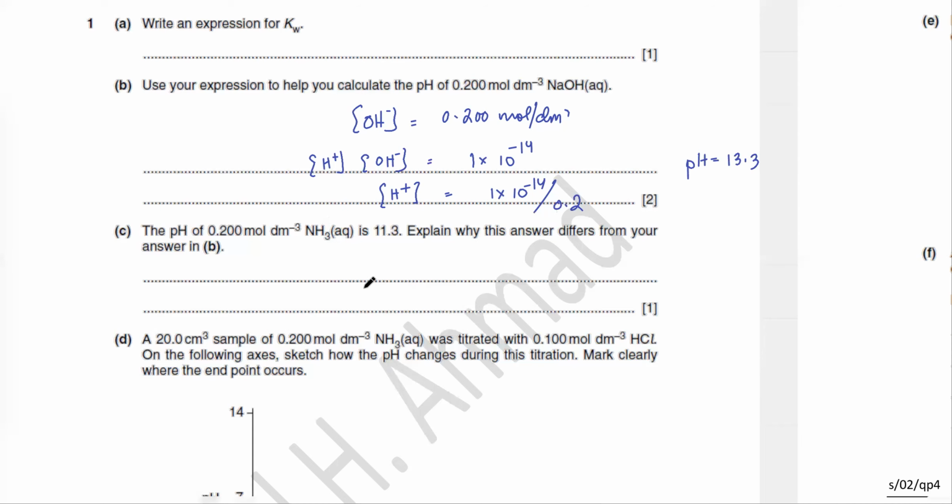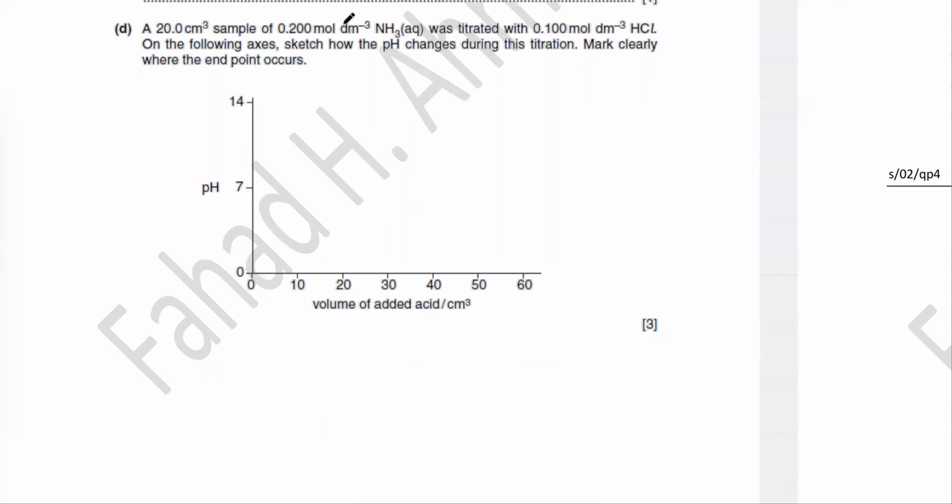That's it. So he's saying at 20 cm cube, now you have to sketch the curve. 0.2 mole per dm cube ammonia was titrated with. So there's ammonia in the flask. Can somebody find the moles? Like, how many moles of ammonia do you have?